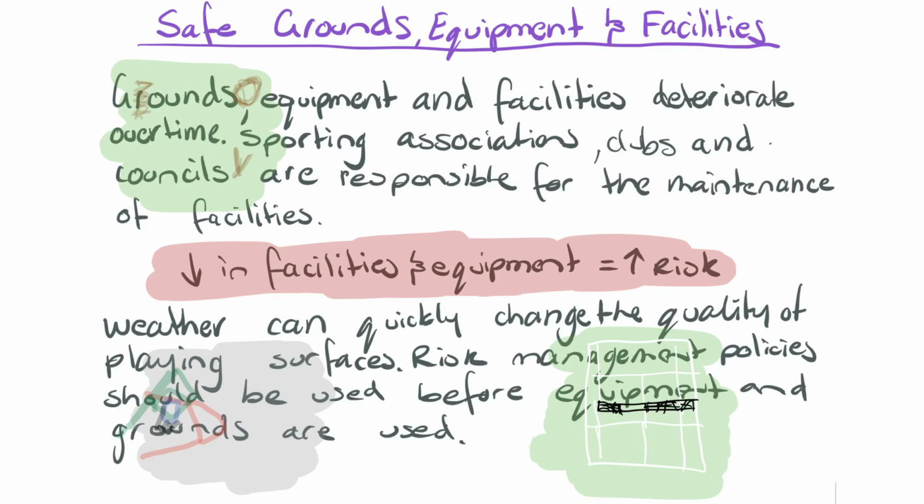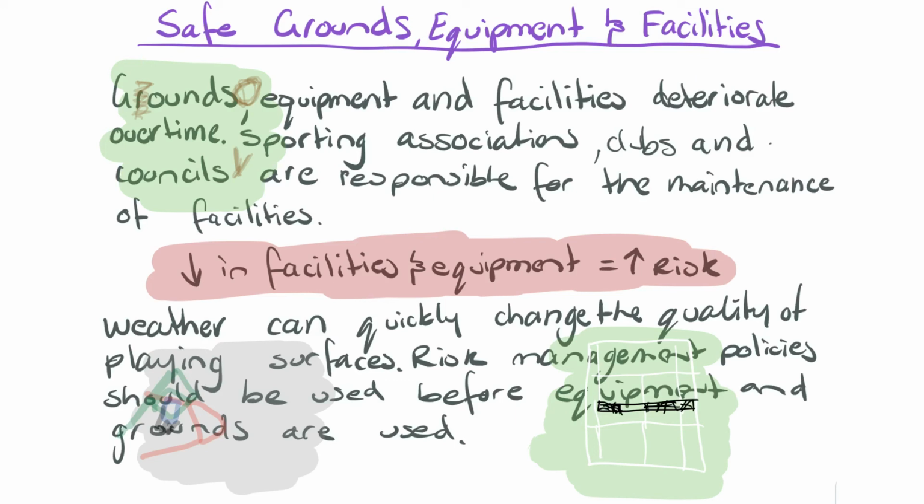So things like weather can quickly change the quality of a playing surface. For example, if you've got an outdoor netball court and it starts raining, that court's obviously going to get slippery, and this is why we need to have risk management policies in place, which ensures that the club or the association has inspected the equipment and the grounds prior to use.